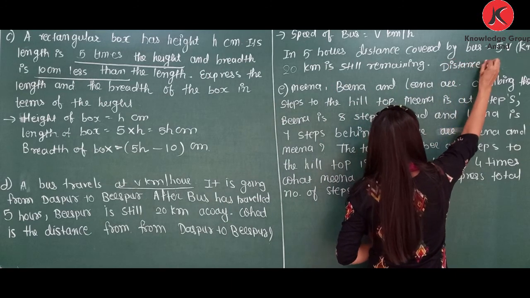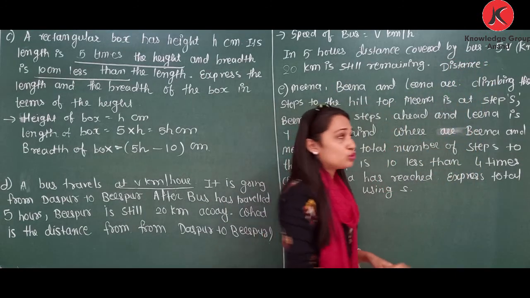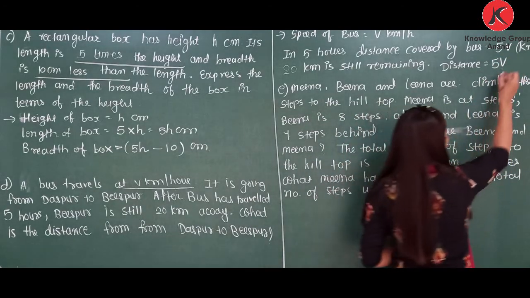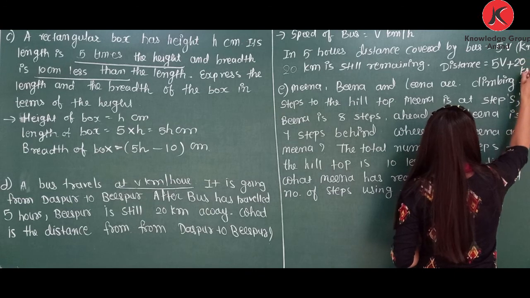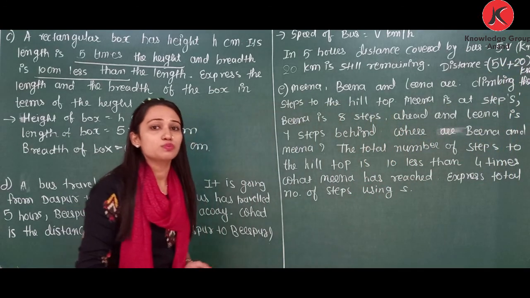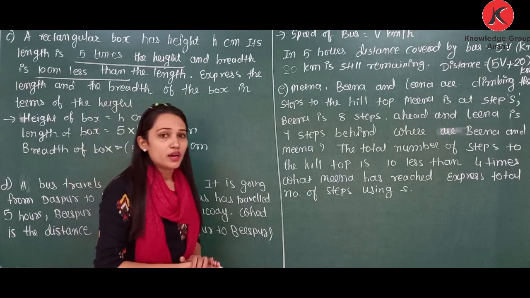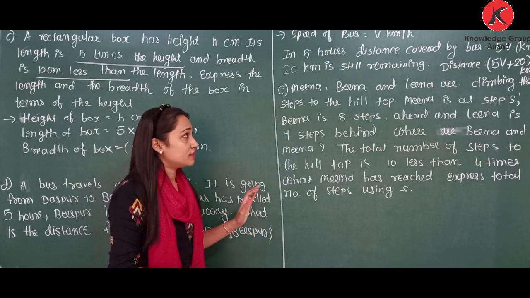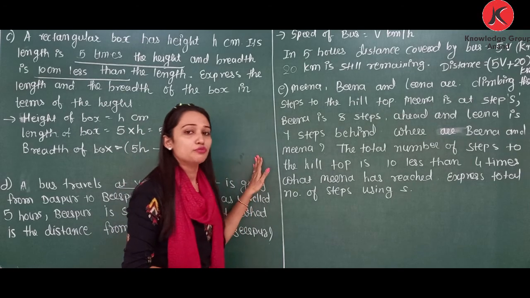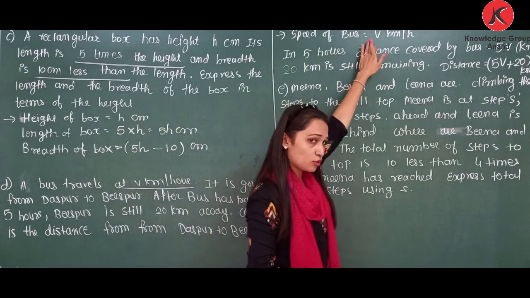The distance from Dashpur to Bispur will be the distance already covered plus the distance remaining. So 5t plus 20 is the distance between Dashpur and Bispur. Again, the statement says that the speed of the bus is V kilometer per hour. It means in 1 hour it can cover V kilometer.